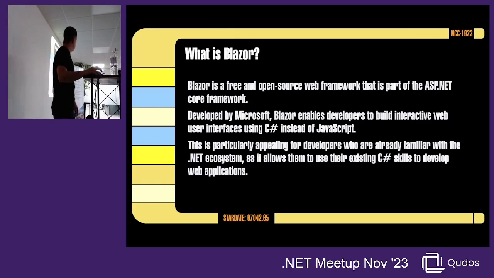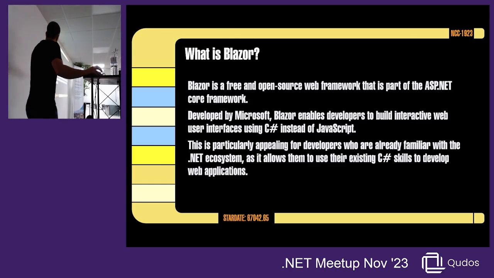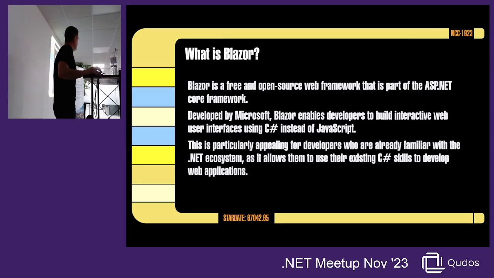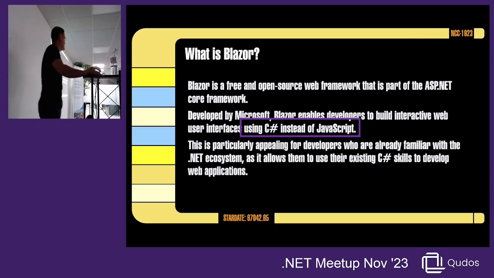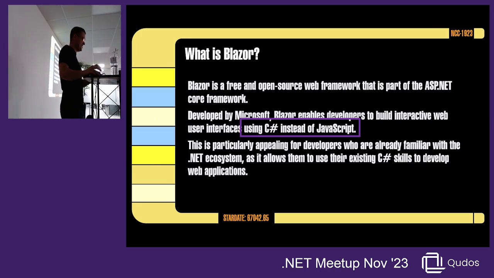Okay, so I asked ChatGPT what is Blazor, and that was the answer. So it wrote the slide for me, which is great. I won't read it out to you, but basically the critical piece that everybody cares about is that it means you can write a full stack web application and never write a line of JavaScript. I know there's people in the room who like JavaScript, but realistically, you shouldn't. Let's be honest.